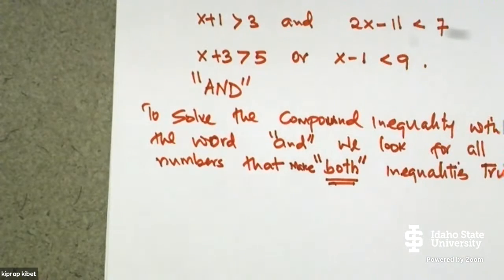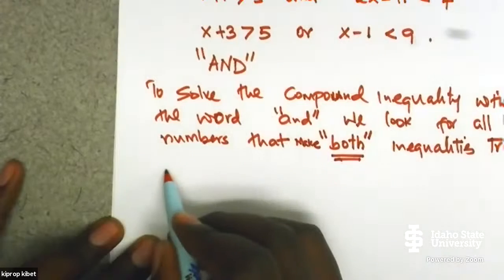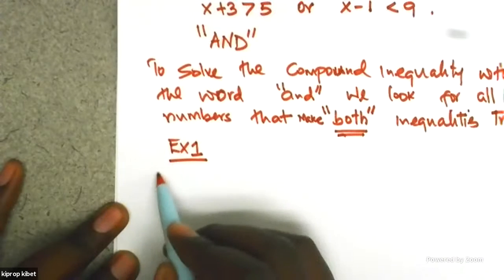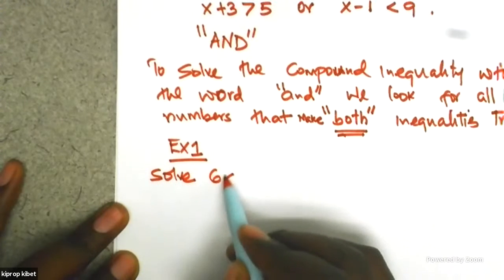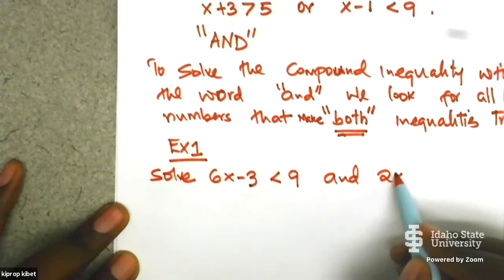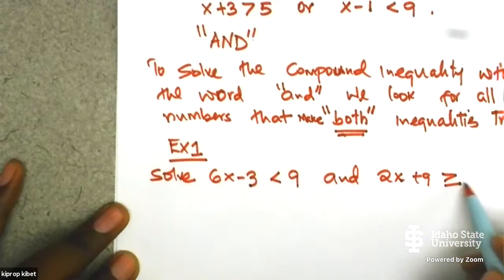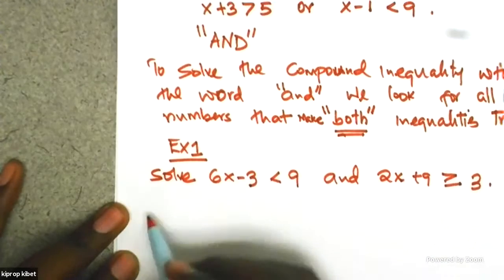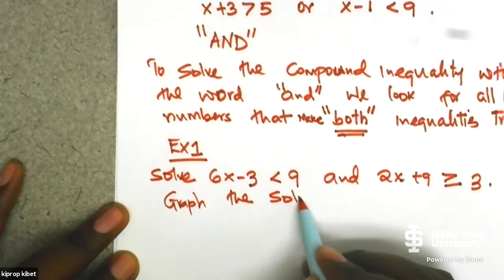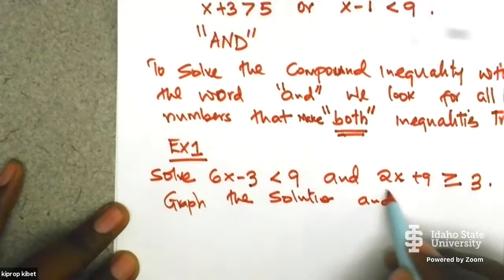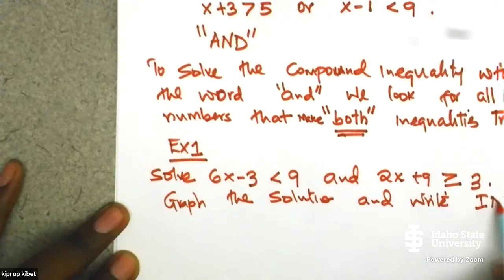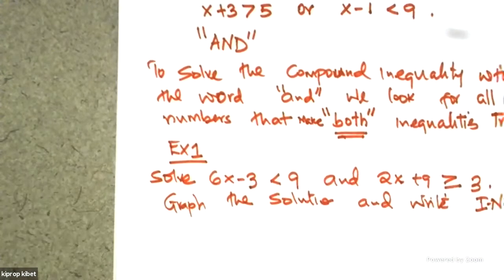For example, example number 1. Solve 6x minus 3 less than 9 and 2x plus 9 greater than or equal to 3. Graph the solution and write the interval notation.